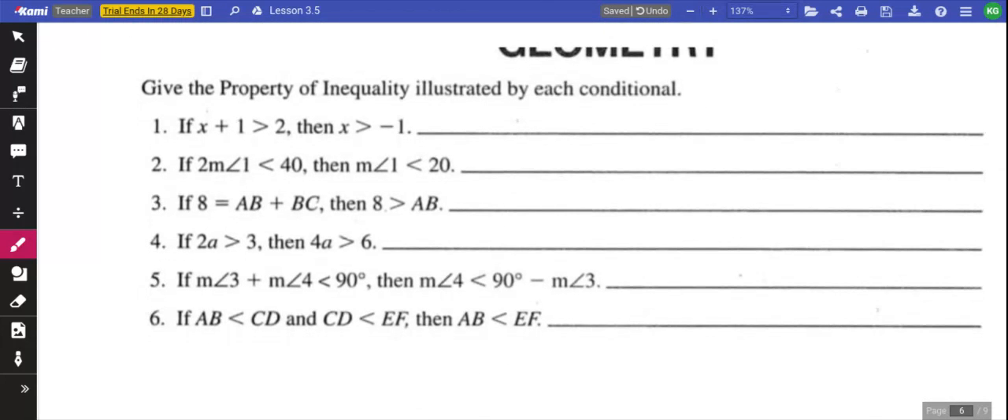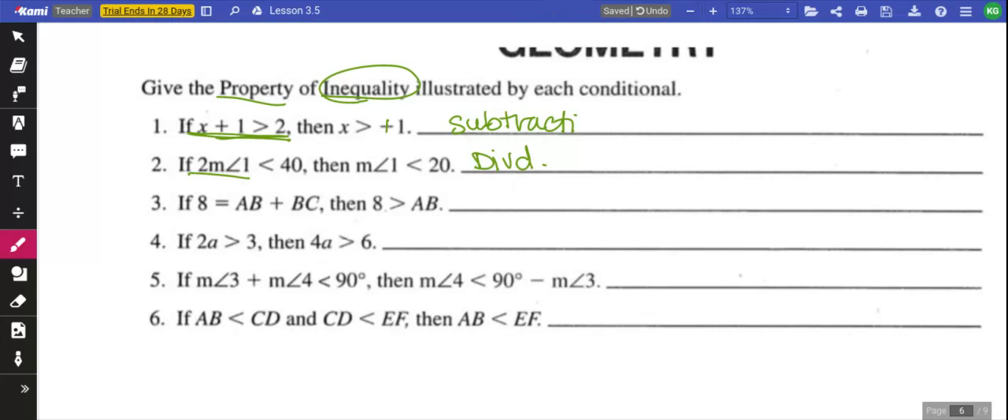Okay, so we're going back to our properties that we learned in chapter 2, lesson 5 or 6, except now we're doing inequalities. So how would I go about solving this equation? Well, what I would do is I would subtract 1 to each side, and so that would give me subtraction property. This one says 2 times measure of angle 1 is 40, then angle measure 1 is 20, so they divided 2 each side.